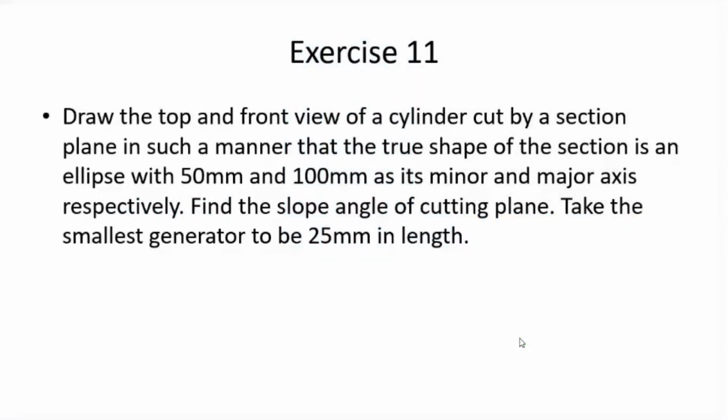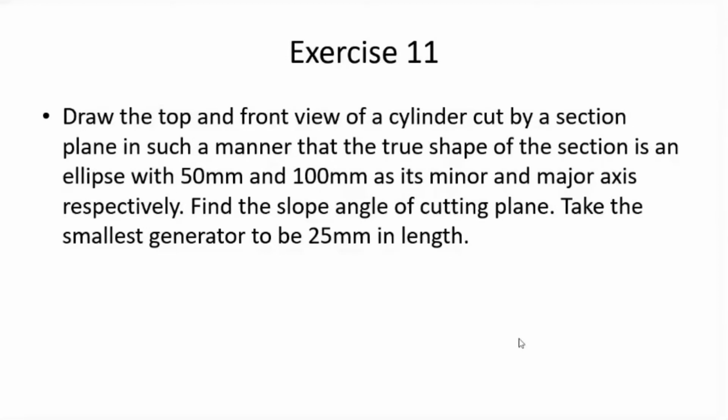So this is exercise number 11. Draw the top view and the front view of a cylinder cut by a section plane in such a manner that the true shape of the section is an ellipse with 50 millimeter and 100 millimeter as its minor and major axis respectively. Find the slope angle of the cutting plane. Take the smallest generator to be 25 millimeter in length.